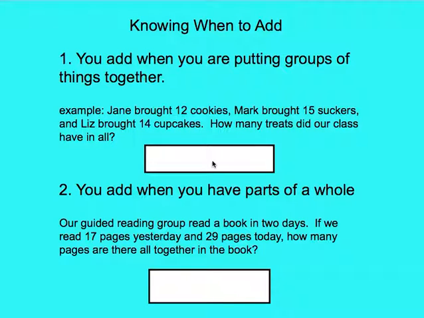The first of which is when you're putting groups of things together. For example, in this problem I have Jane, and she brought 12 cookies. Mark brought 15 suckers, and Liz brought 14 cupcakes. I want to know how many treats our class had in all. In this situation, I have 3 different sets of things, 12 cookies, 15 suckers, and 14 cupcakes, and I want to put those things together to know my total number of treats.